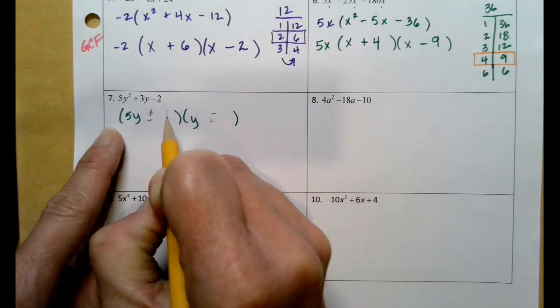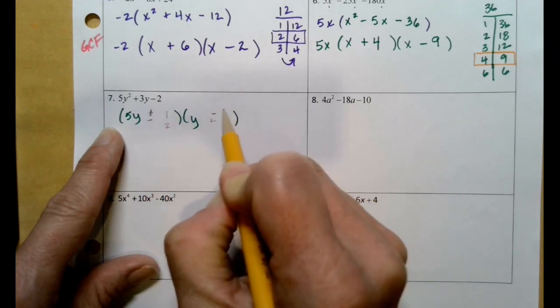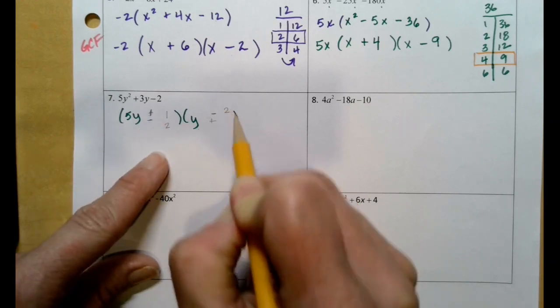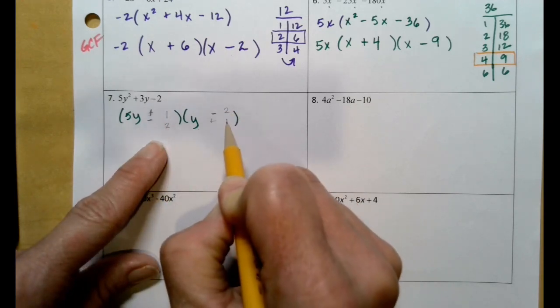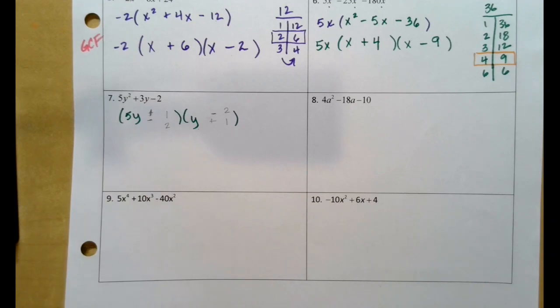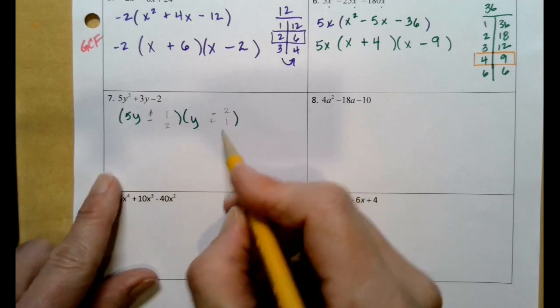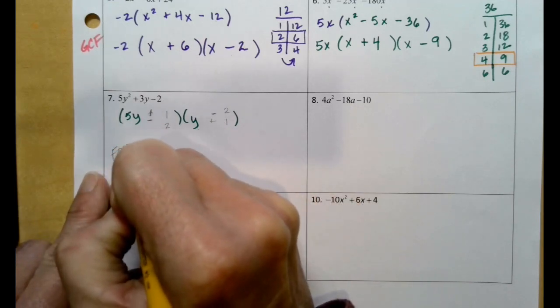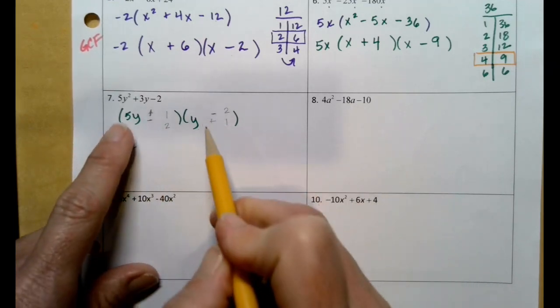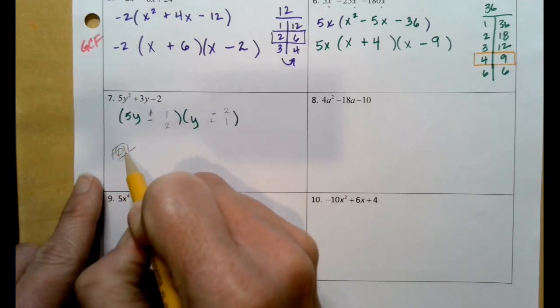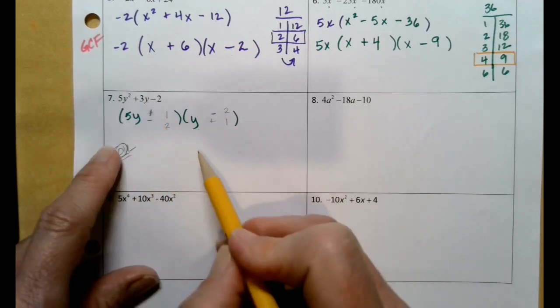And this could be a 1 or it could be a 2. If this is a 1, this one's a 2. If this one's a 2, this one's a 1. Those are all of my choices. So how do I know which sign and how do I know which number? I'm going to practice by doing some foiling. So I'm looking for my O and my I to equal positive 3.